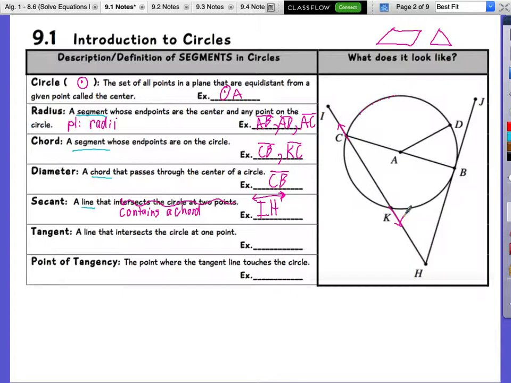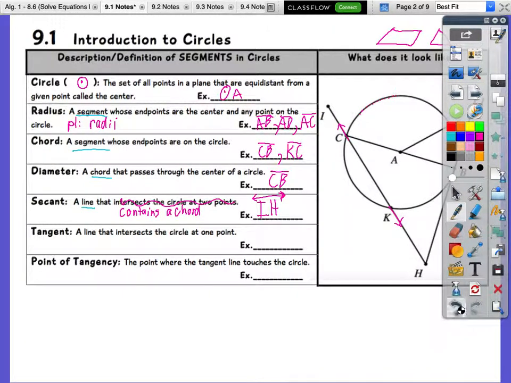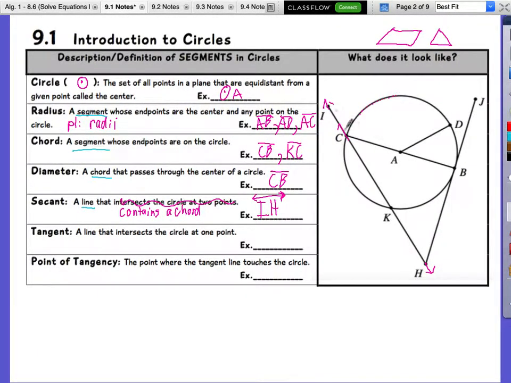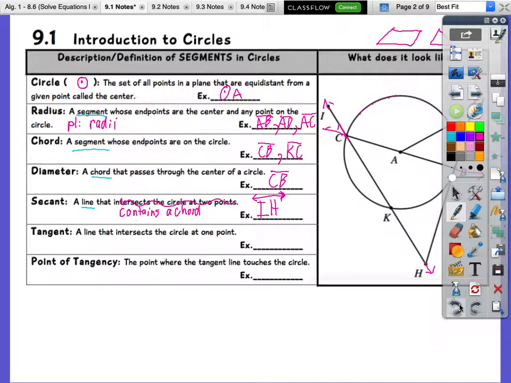Line CB. Okay, so this really should have these lines on here. But CB doesn't have a line, so it wouldn't be. But if there was a line coming off here, then segment CB would be a chord, but line CB would be the secant.